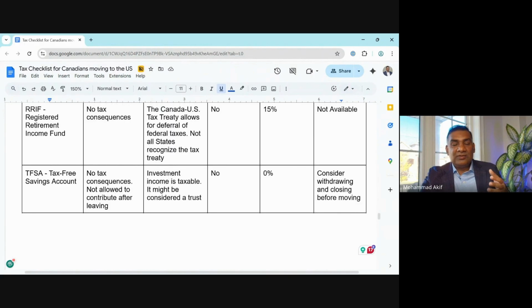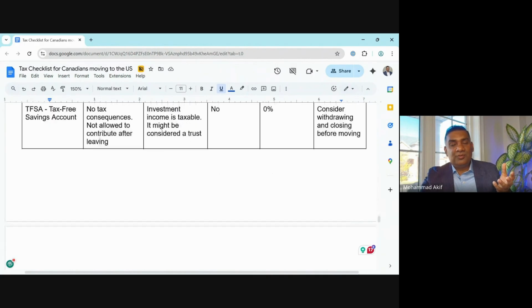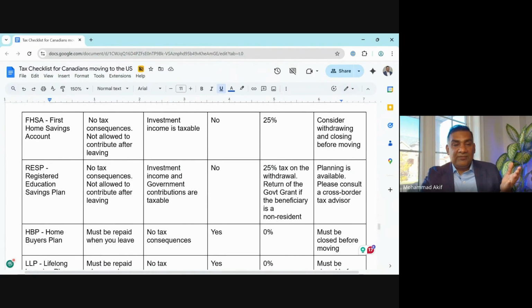Tax planning, again, same thing we're saying. Make sure you do close it. So FHSA, I've already covered. FHSA is, again, no tax consequences. Investment income is taxable in the U.S. You're not required to close. Again, if you do withdraw the money, 25% withholding, we will recommend closing this account.